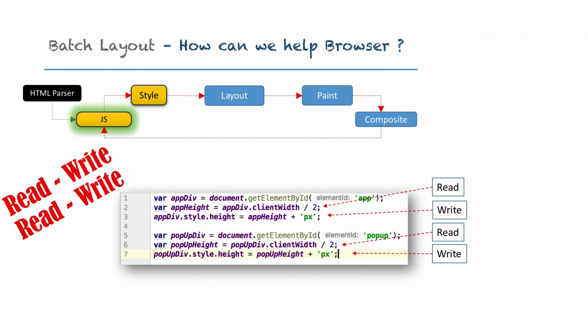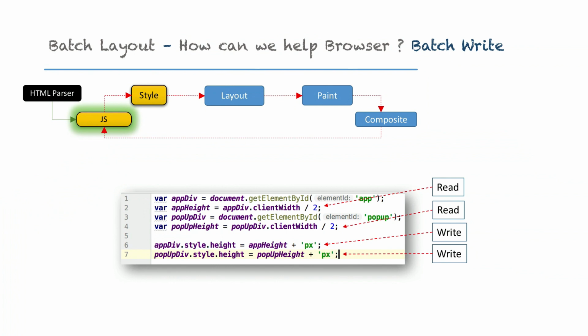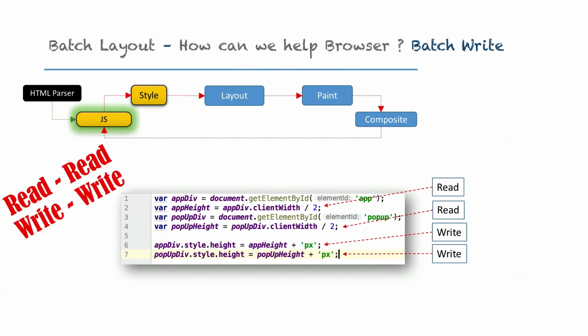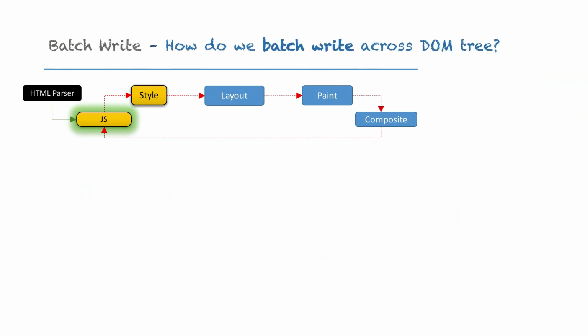So in order to avoid that, what we can do is batch all the write operations. We do all the reads first, and then we start doing the writes. So the number of layouts is going to be 1. That's how we make sure our browser runs very efficiently. This is easy for a small code snippet, but if you want to do it across the entire DOM, where the DOM tree is like 500 elements or 1000 elements, you can't just write it in a code snippet. We need some kind of algorithm to do this batch writing.